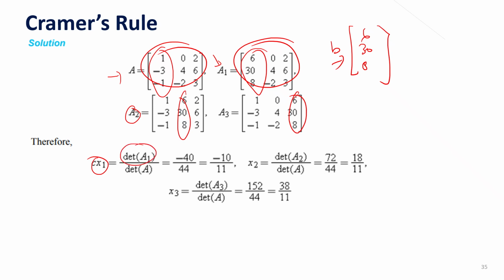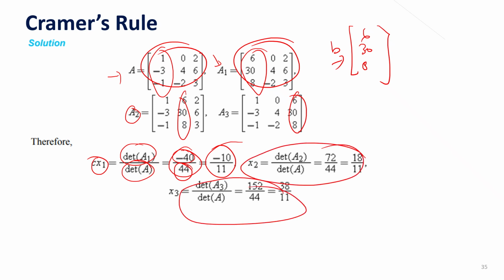So basically, with those approaches, you can find that the determinant of A1 is minus 40 and the determinant of A is 44. Then you will have the value of x1 as minus 10 over 11, and so on. You can calculate x2 and x3. That's how we can use Cramer's rule. Therefore, we need to learn how to calculate determinants efficiently so that you can use it easily here. So I think that's all for the material in these slides. Thank you very much.